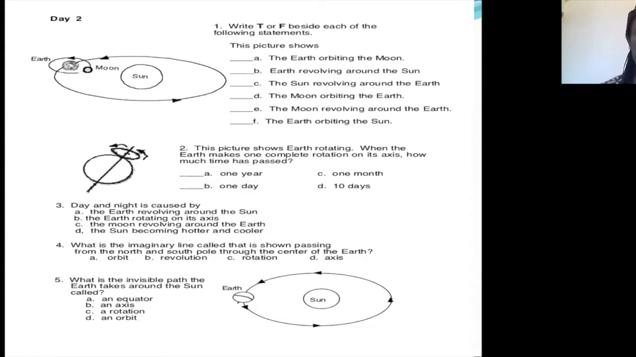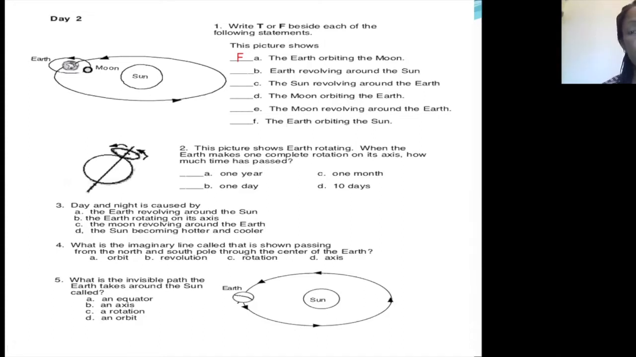Question one has multiple sections. And before I even give the answers, if you notice here, the diagram gives you a hint to some of the questions. As I read the question, I will show you what the hint is in the diagram. The first question is A, the Earth orbiting the moon. So do you see the Earth is orbiting the moon? So this is planet Earth here, and this is the moon. The moon is orbiting the Earth, not the Earth orbiting the moon. So the first question answer will be false.